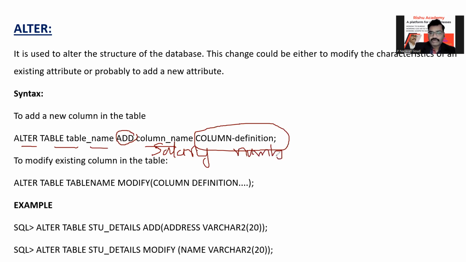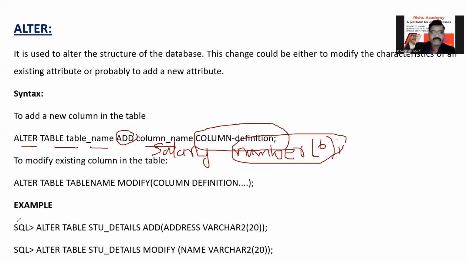So how many digits do you want to store? I want to store 6 digits. So this is the definition of the column. This is the column name and column definition, right?